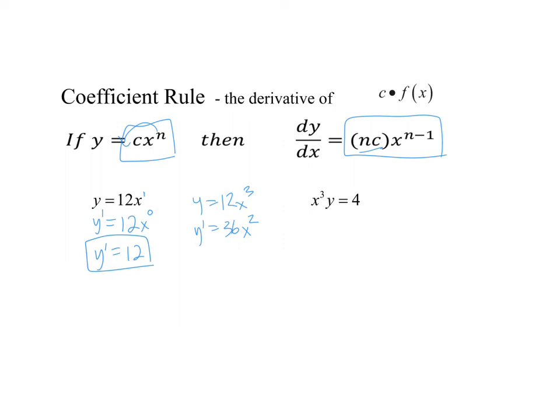So this last example I've got on the page, you can see it looks different, but again, we have to write it as a power. The only thing we would want to do is rearrange the equation to make it y equals. So if I go 4 divided by x cubed, that's not a power, so again we have to rearrange it to make it 4x to the negative 3. Now this is just like the examples we just did. Bring the negative 3 down, so that'd be negative 12x to the negative 4.